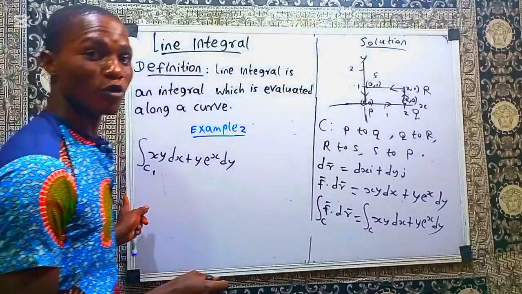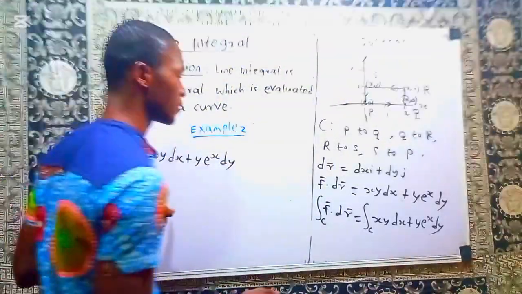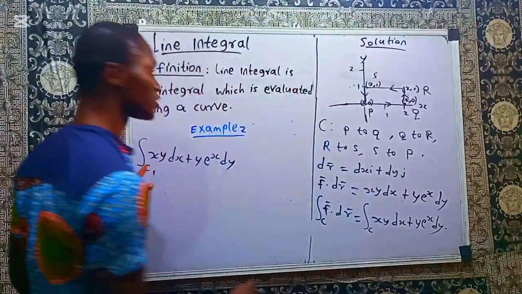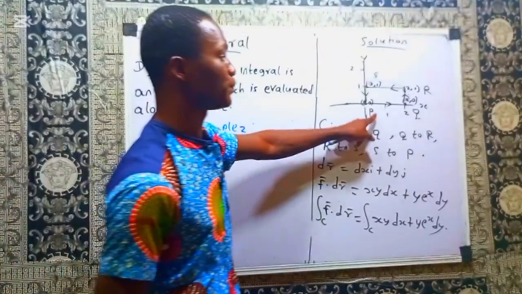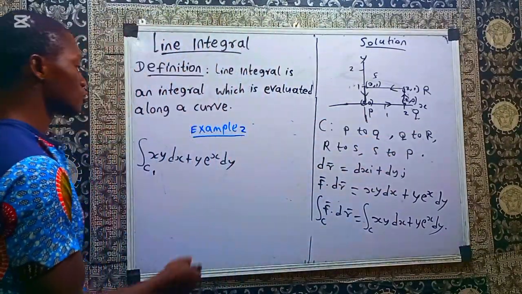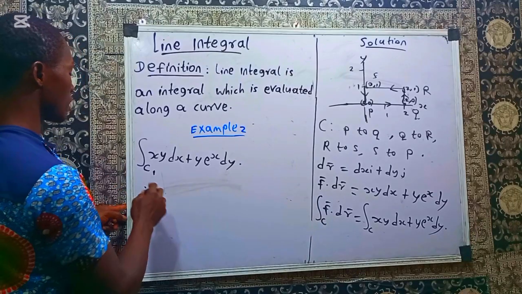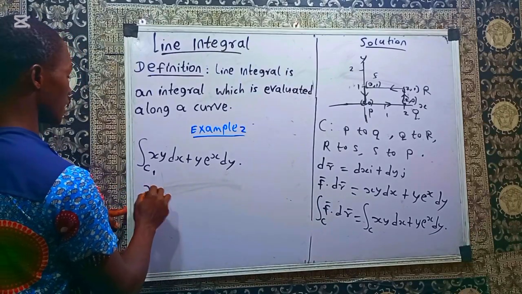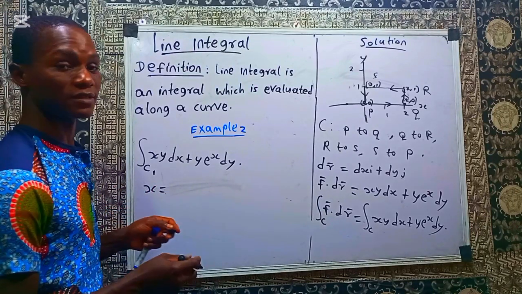So let's perform it over the first curve. Your c1 is from this P to Q, right? So for c1, x is equal to, x varies, right?